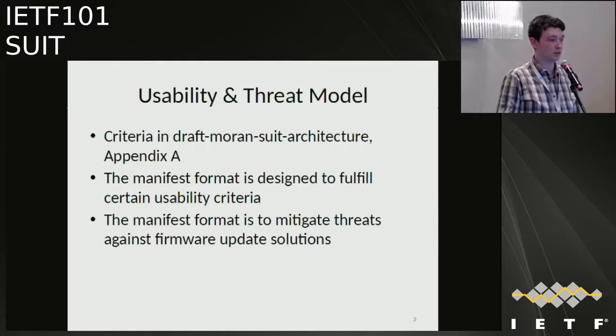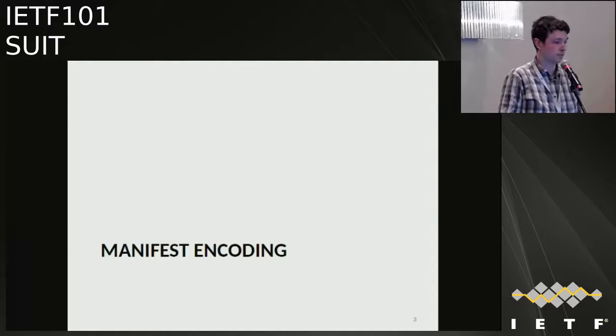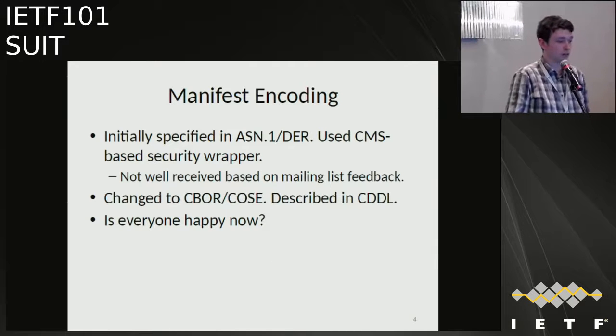So the criteria that we used to put this together were the ones that we've just adopted as an information model. The format is designed to fulfill the usability criteria and to mitigate the threats listed in the threat model. Next slide, please. So for an encoding, we've been discussing a variety of different encoding possibilities. The one that seems to be the standout is CBOR from the input on the mailing list. So we have redrafted quite some time ago now the manifest format in CBOR and COSE. Next slide, please.